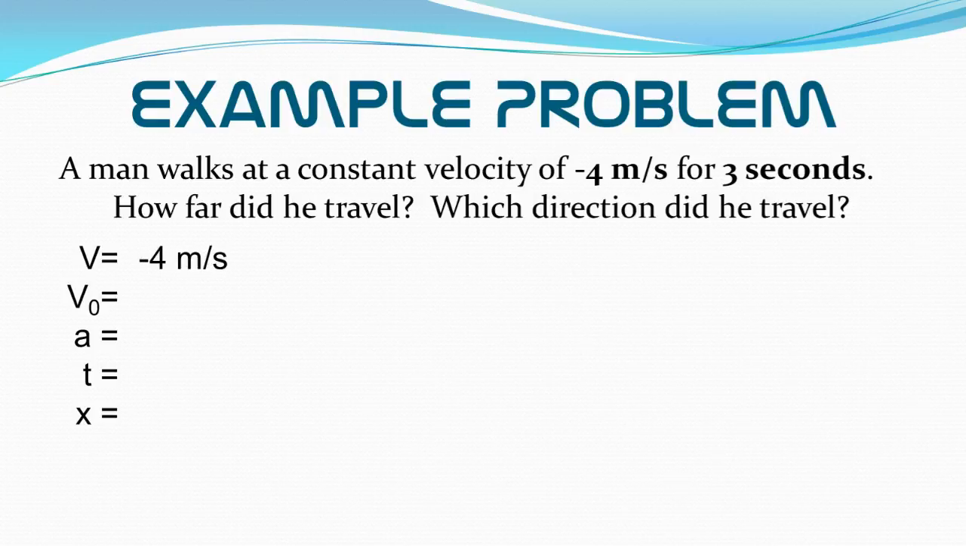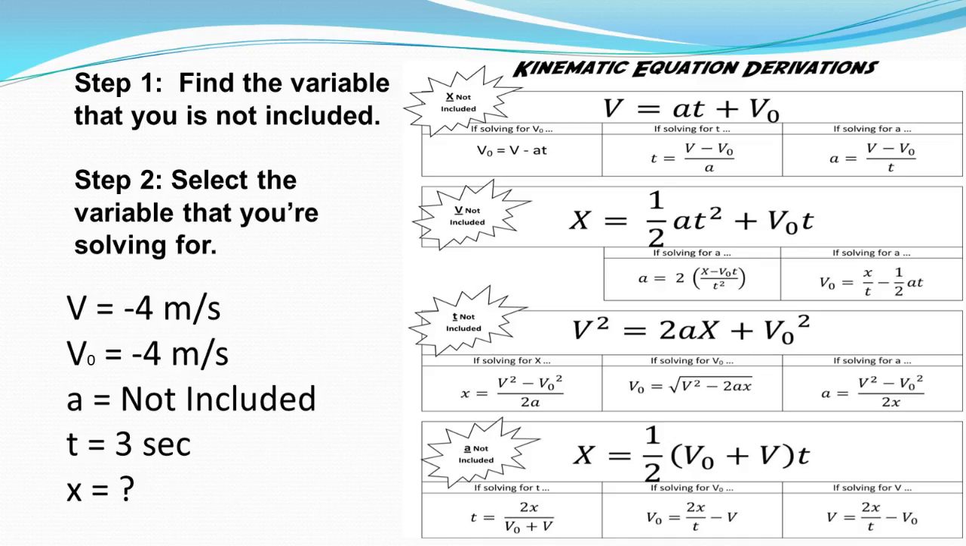Your final velocity is -4 meters per second. Because it's constant velocity, you also started at -4 meters per second. t is 3 seconds. They gave us that. How far did he travel? Which direction did he travel? It's asking how far, so that's x. It's my displacement. a is not included, so acceleration is not included. Based on this information, on your own, select the correct kinematic equation.